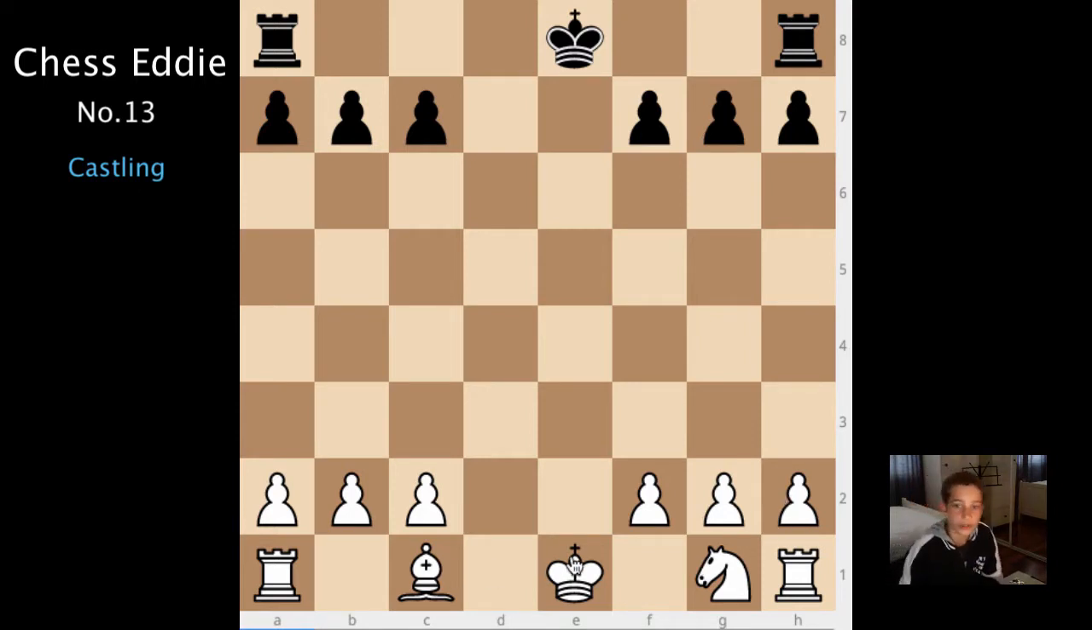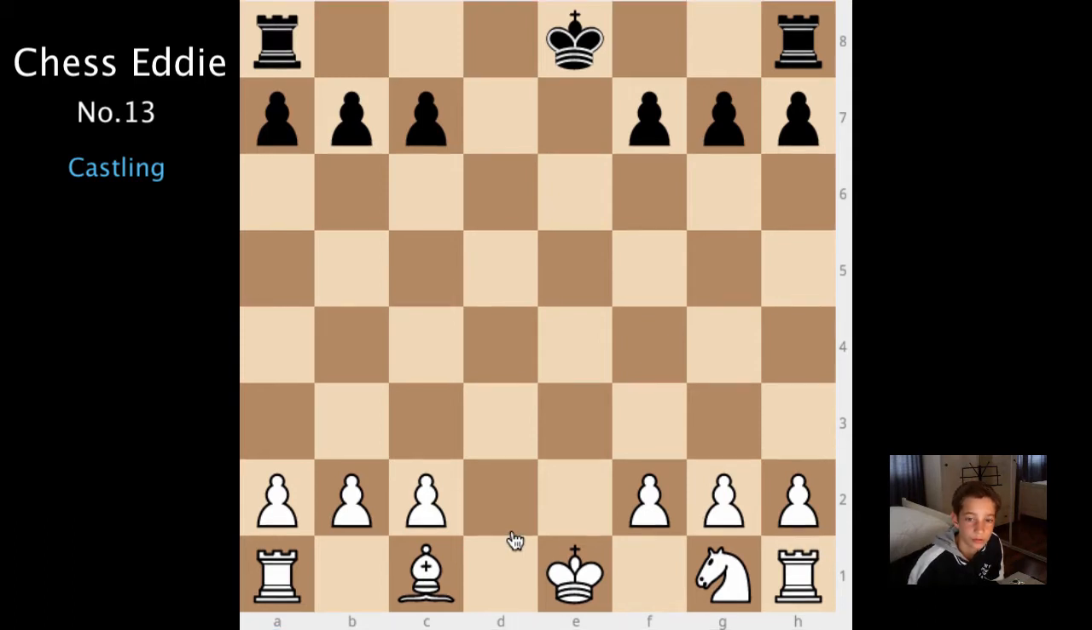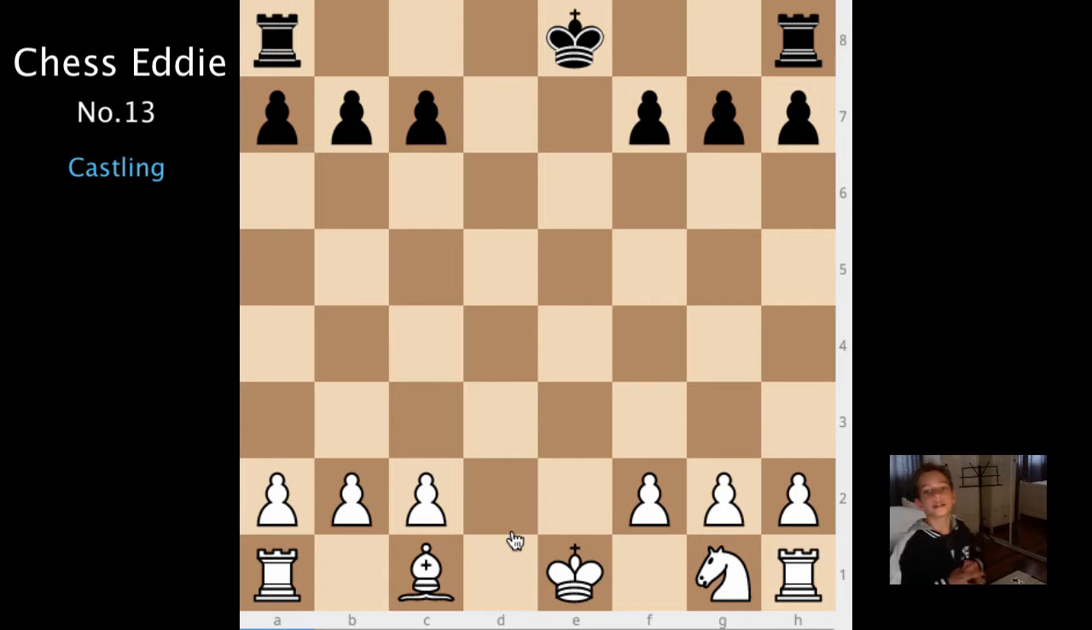So pieces blocking the king and the rooks from castling just doesn't allow the king to castle. Pretty straightforward. So yeah, that was my fourth example, and right now I'm gonna go to my fifth example. So I'll see you in a moment.